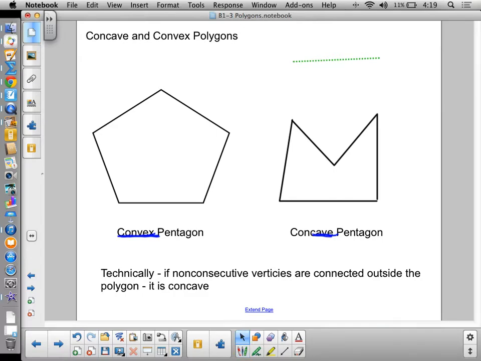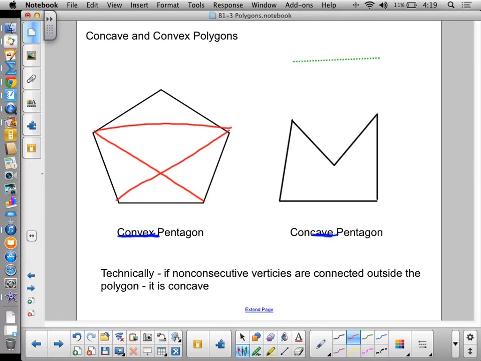One way we can look at this more specifically is to say, okay, for a convex polygon, all the diagonals are strictly inside. So if I were to draw all the diagonals of this polygon, you'll notice we get a star shape. It's kind of cool. But they're all completely inside the polygon. If I start drawing the diagonals of this polygon, notice some of the diagonals are on the outside of the polygon itself. That's a sign that that polygon is concave.